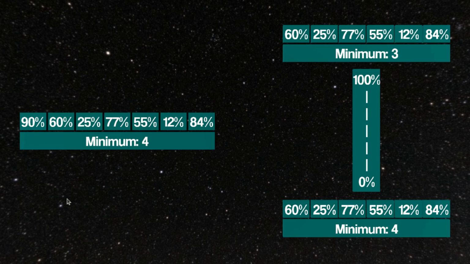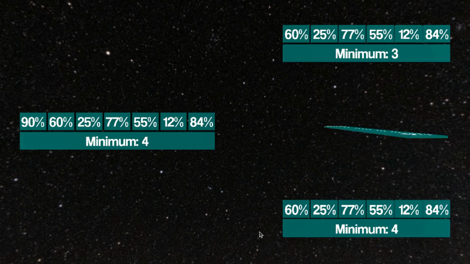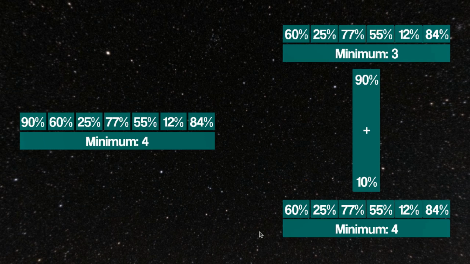If we try turning on just that first machine, we have a 90% chance that it will work, at which point we've transformed our problem into this one, where we only need 3 of the remaining 6 to work. But if our first machine fails, we've transformed our problem into this one, where we need 4 of the remaining 6 to work. So the answer to our original problem is going to be 90% times the answer to this problem, plus 10% times the answer of this problem.